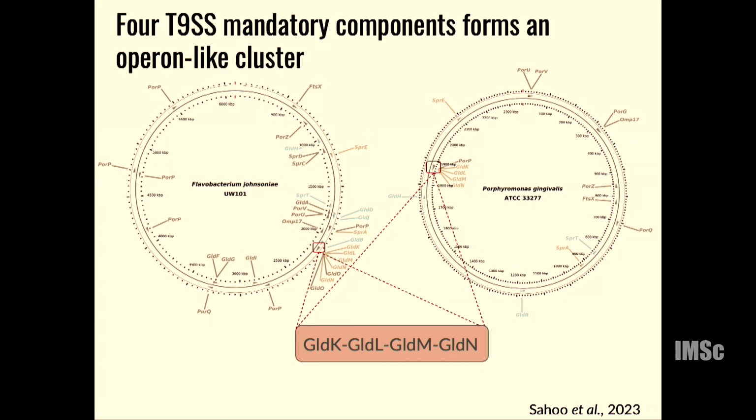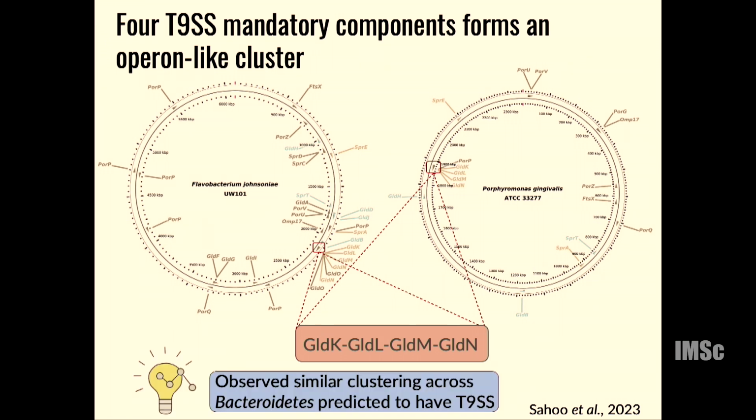So what we have done is we asked the question: in the more than 400 Bacteroidetes where we predict the presence of T9SS, do they also form a cluster in their genome, based on the location of the genes? And we see that almost all of these Bacteroidetes where we predict the presence of T9SS, these four proteins also form a cluster. So that would be important from an application perspective.